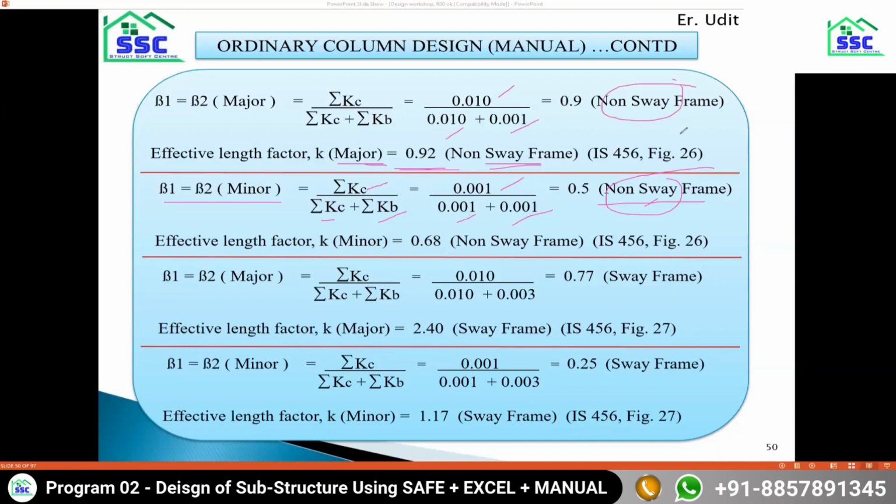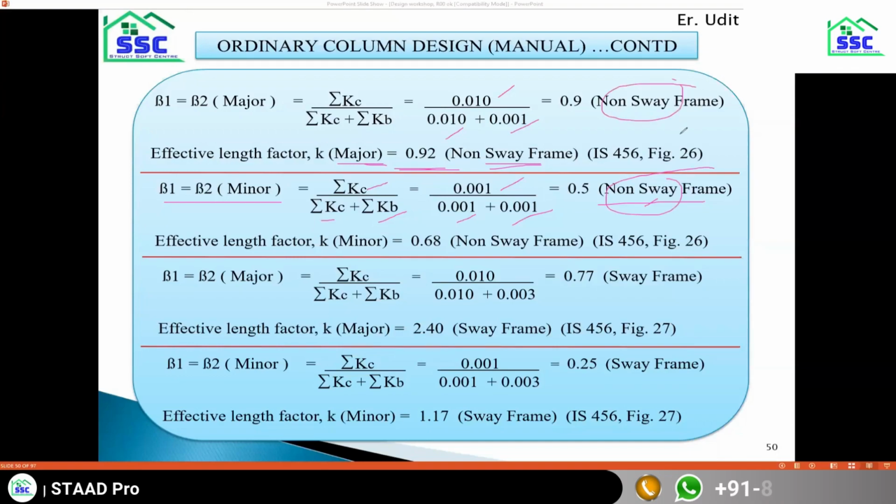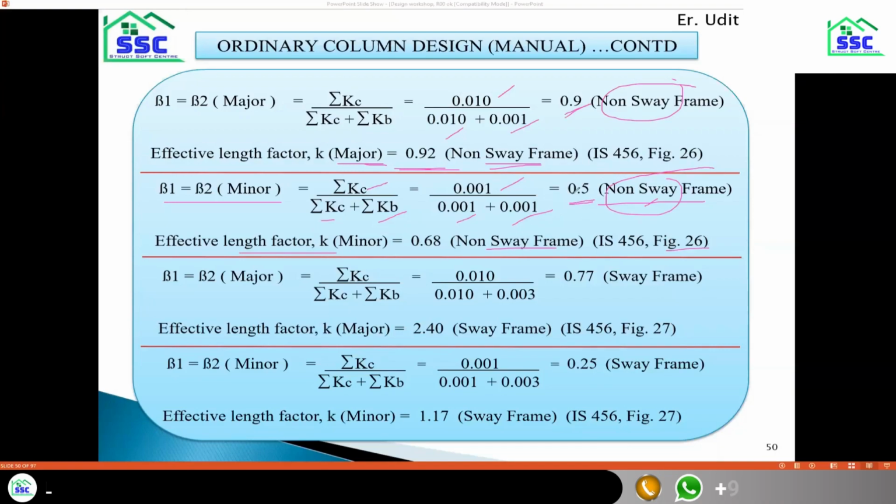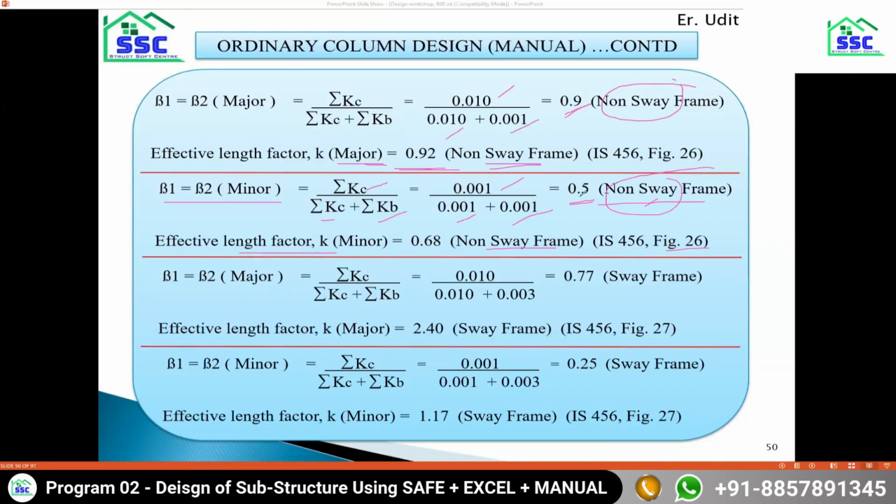So basically, friends, Kb value is getting governed by the type of frame. It is sway or non-sway. Okay. And your Kc value is getting governed by whether you are calculating it in the major axis or in the minor axis. So if you put these values, you get beta 1 and beta 2 factor as 0.5. And now if you once again go to the same figure 26 of non-sway frame and you use the beta 1 and beta 2 factor as 0.5, then let us see what is the value of effective length factor.